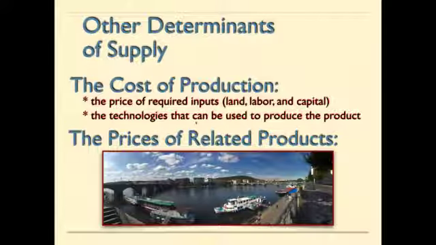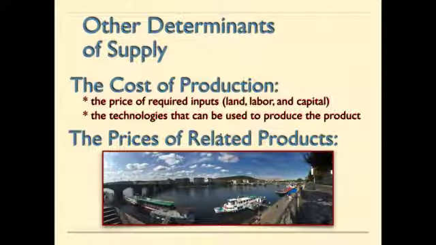Also, changes in technology that can be used to produce that product. There might be improvements in, let's say, farming equipment or pesticides, etc., or the seeds themselves. They might be more disease resistant. That would impact the supply curve, causing it to shift.